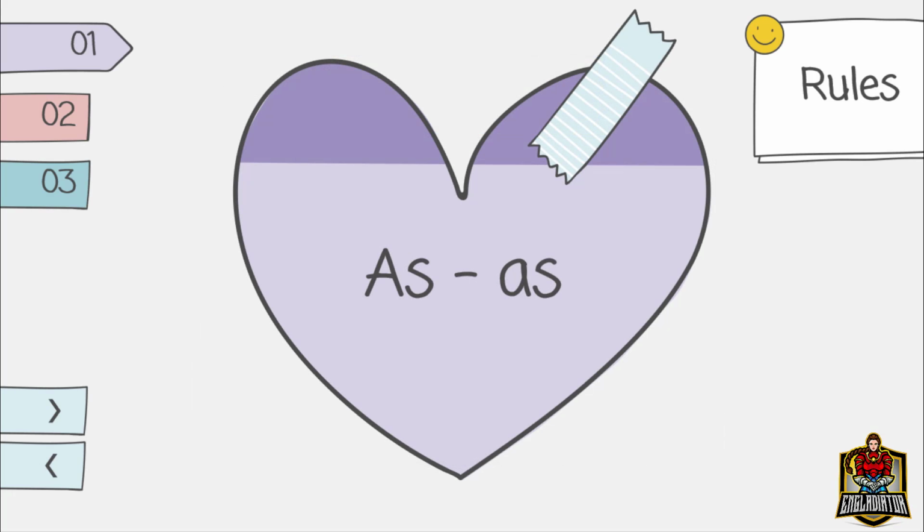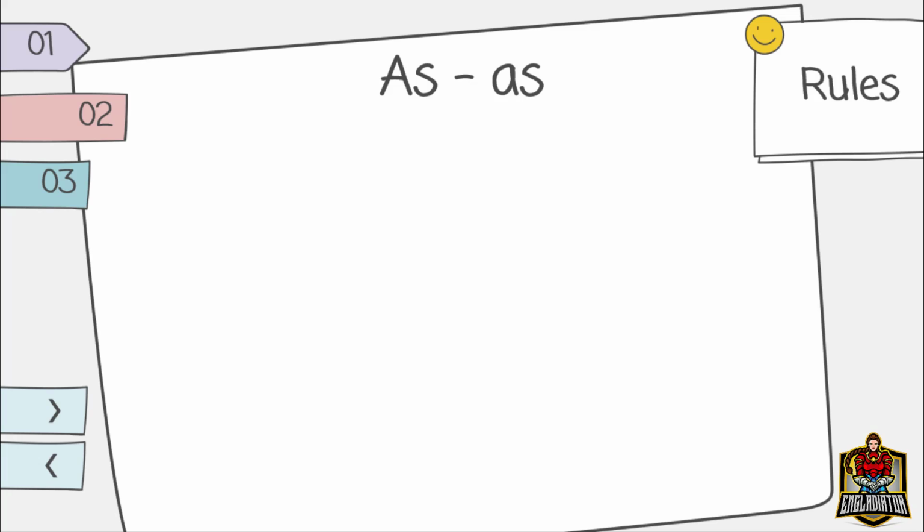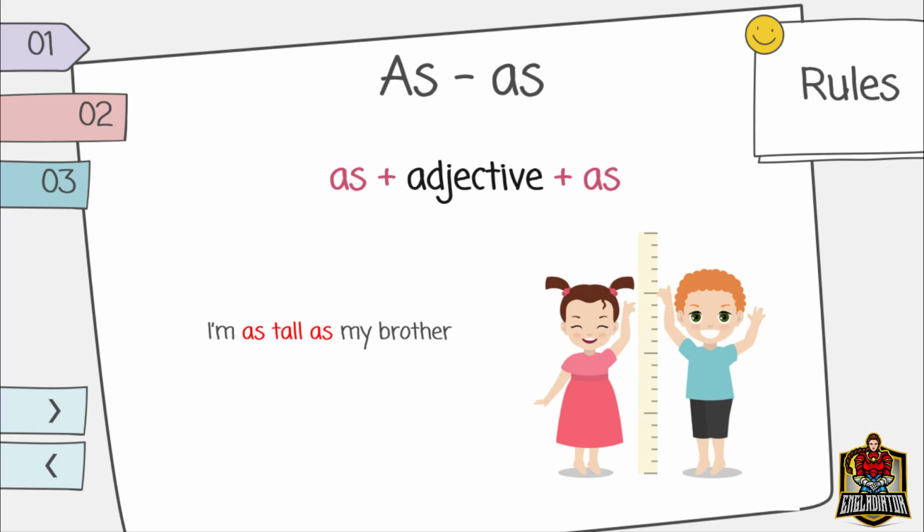As comparative form. There is another way to compare people and things in English, which is using as plus adjective plus as. We use this form to say that things are or aren't the same. For example, I am as tall as my brother. Here, I mean that we are the same height.